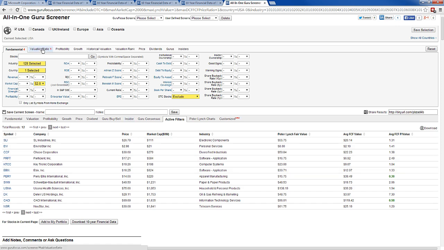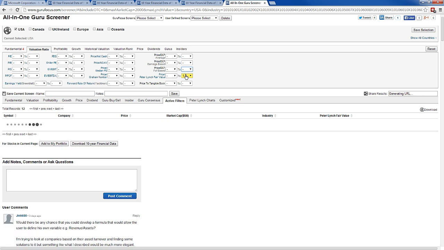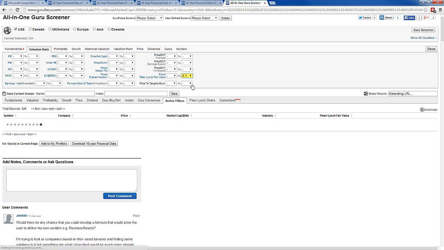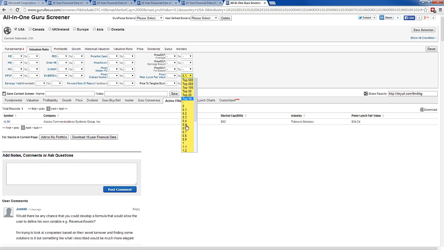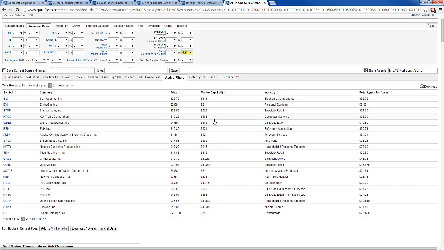Now I'm down to 12, using, well, let's remove this one as well. Let's just focus on the Lynch factor. We want it really cheap, so let's look at less than 0.5. And here's 28 companies that may be the next great growth stock for us.